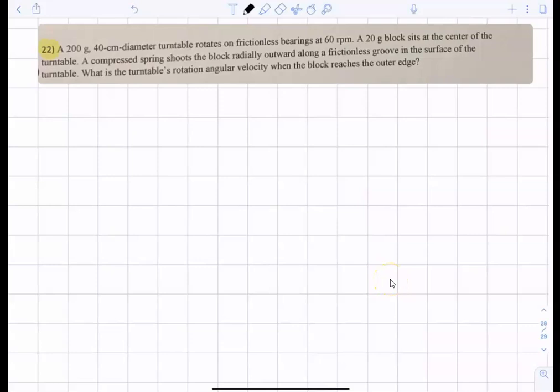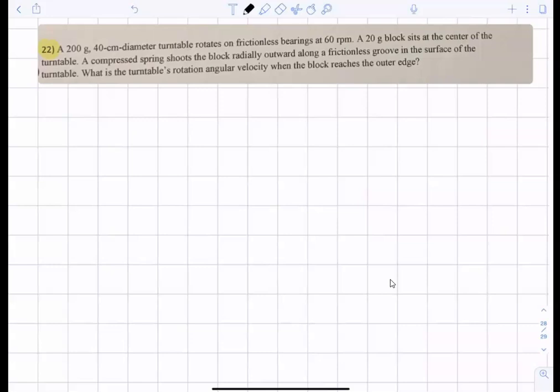Okay, so here we are once again. This is our last example in this chapter. It's a very beautiful problem, so we're going to depict this a little bit and look at it. So you have a 200 gram, 40 centimeter diameter turntable that rotates on frictionless bearings at 60 RPM.